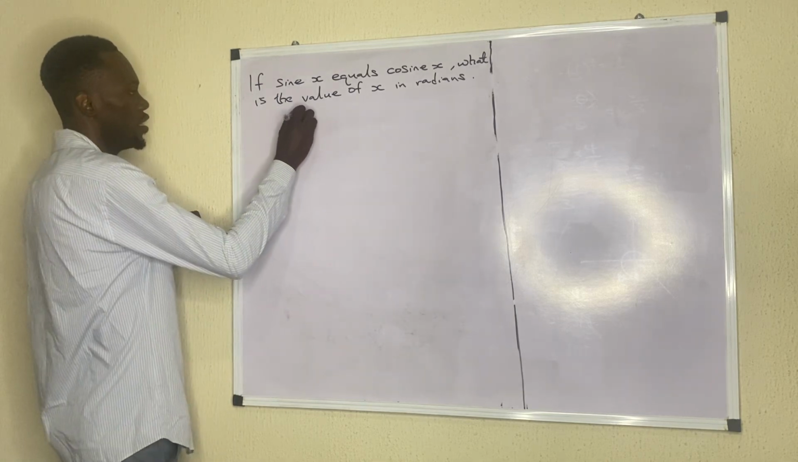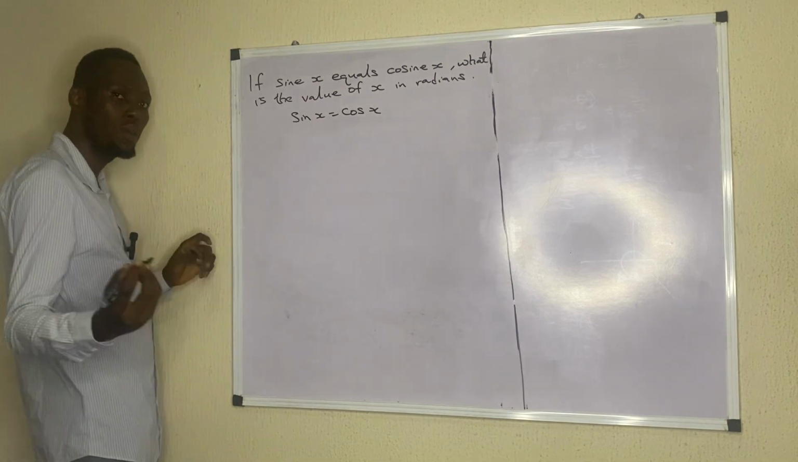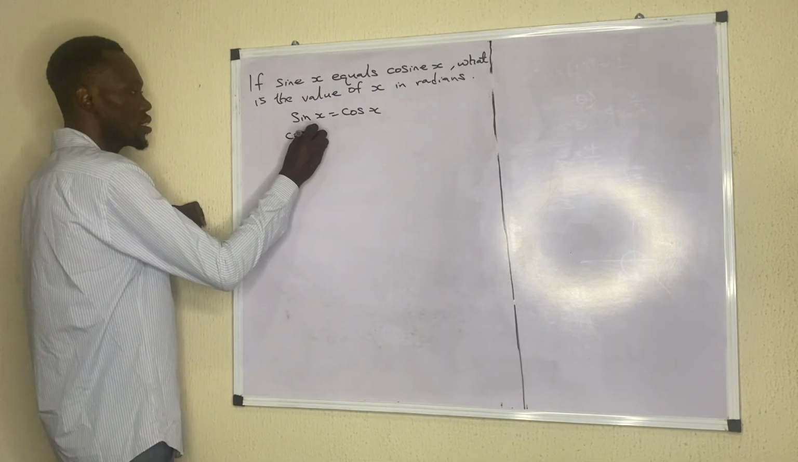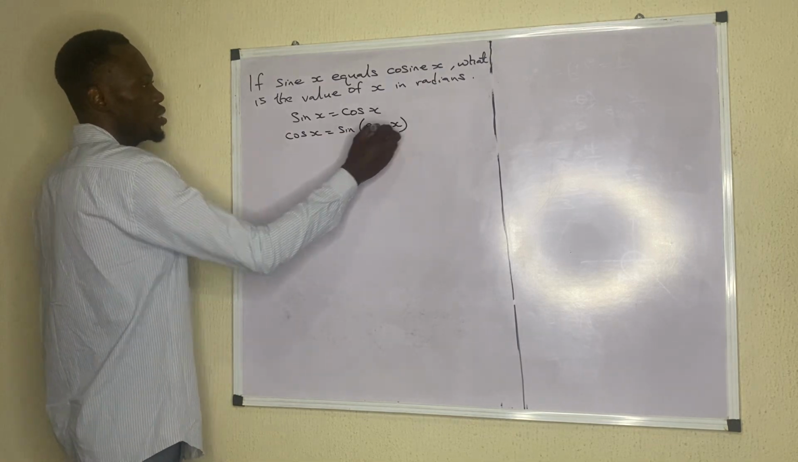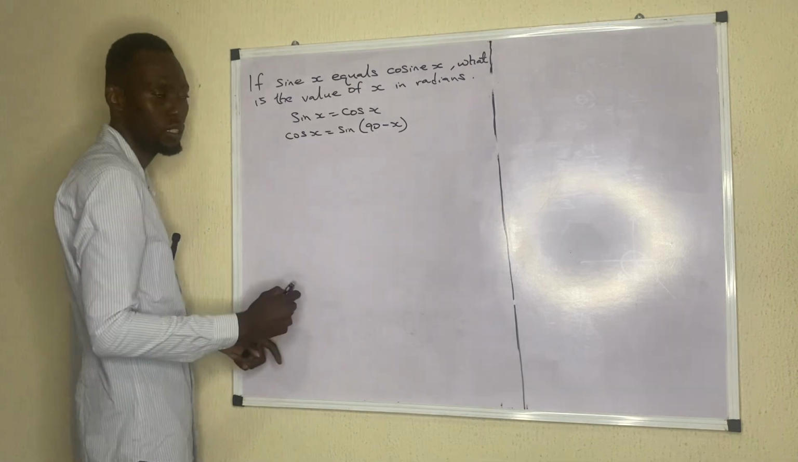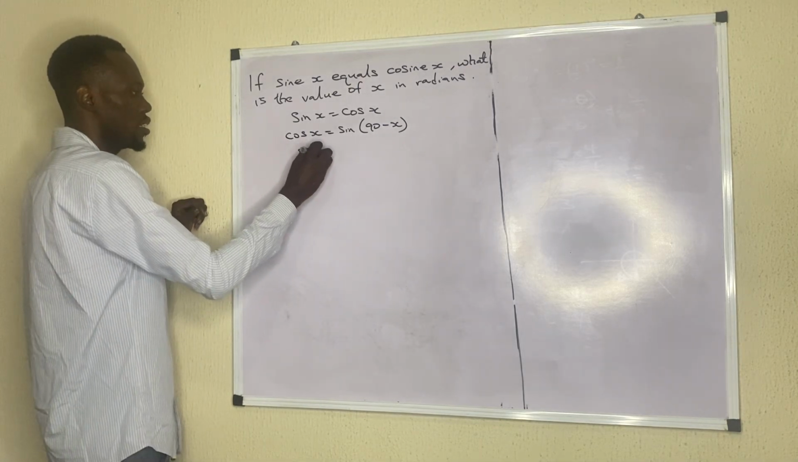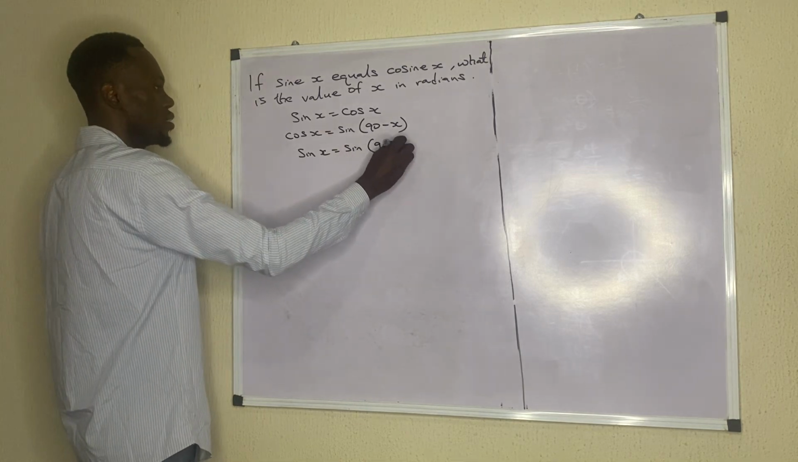So if I have sine x is equal to cos x, remember complementary angles: cos x is equal to sine of 90 minus x because they are complementary to each other. So I can replace cos x with sine of 90 minus x, right? So I'll have that sine x is equal to sine of 90 minus x.